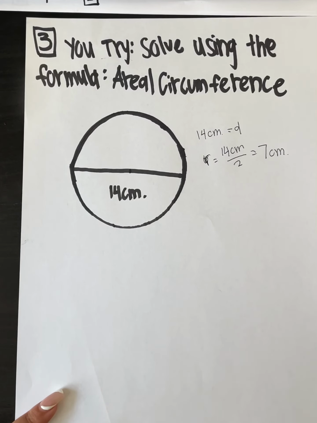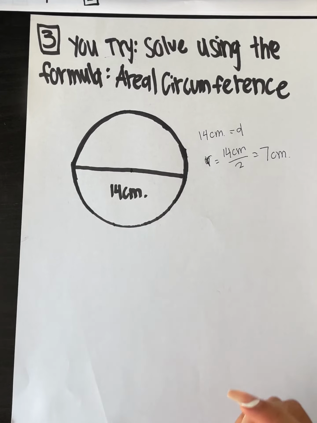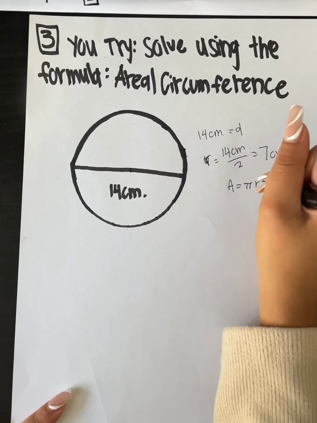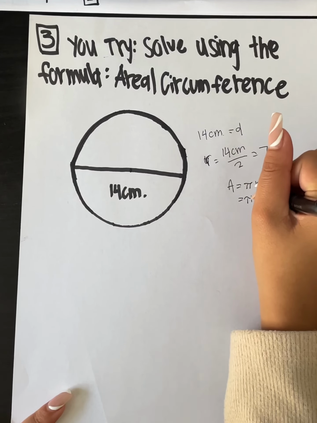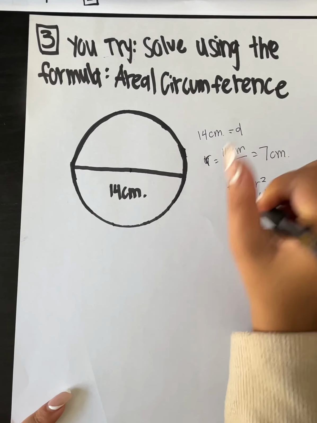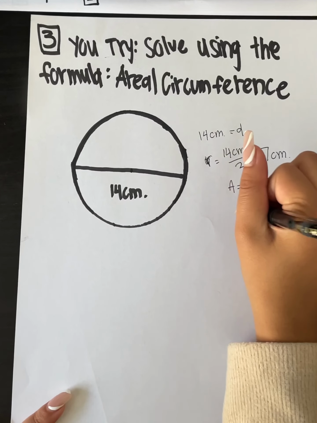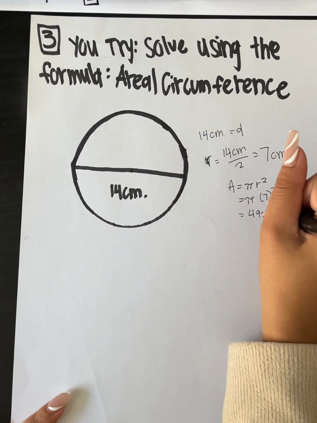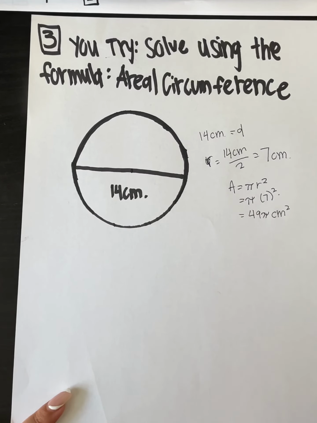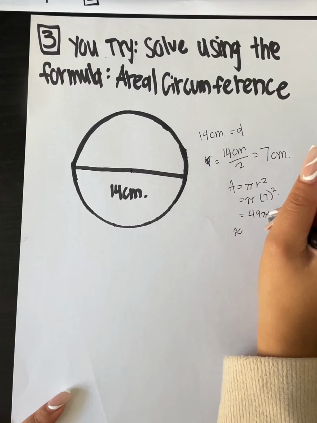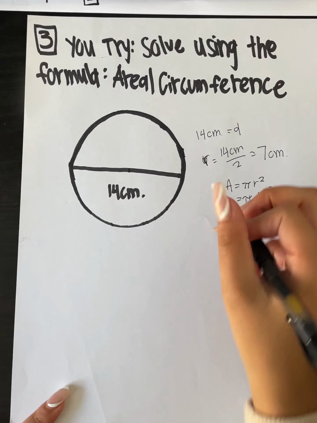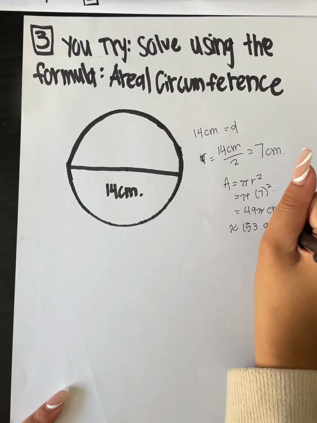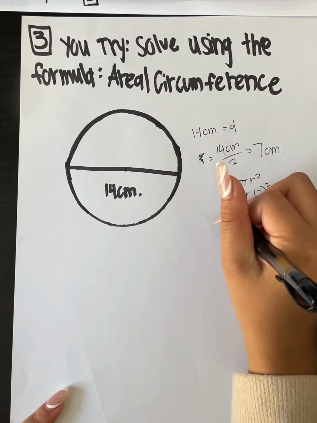And now if we plug that back into our equations, we have area equals pi r squared equals pi 7 squared. I forgot the centimeters. It's okay. We'll put it right now. So 49 pi centimeters squared. Also, if we were to plug that pi into our calculator, then we would get 153.9 centimeters squared for our area.